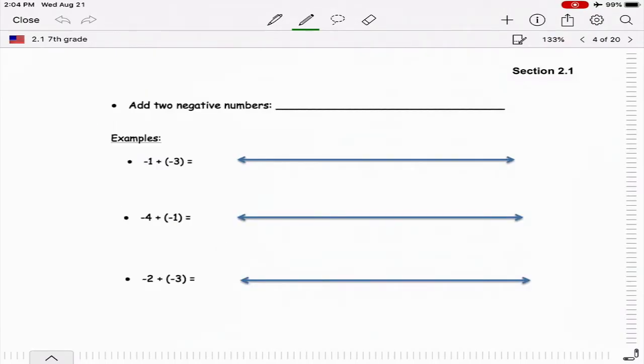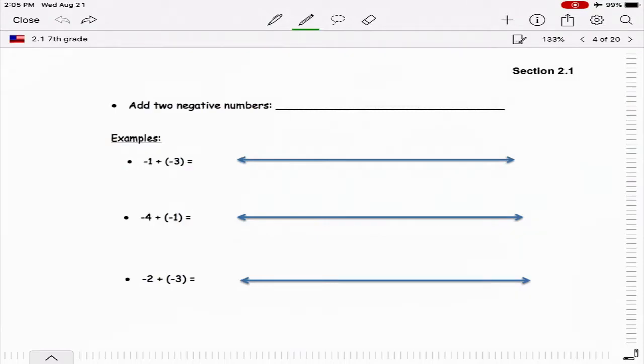Alright, so using the number line technique, right, add two negative numbers. It's the same thing as before. The first number we're going to graph, and then the second number we're going to move our dot that many spaces. However, notice now the second number is negative. So here we're going to be moving it to the left and not the right. So the first example I'll do together.